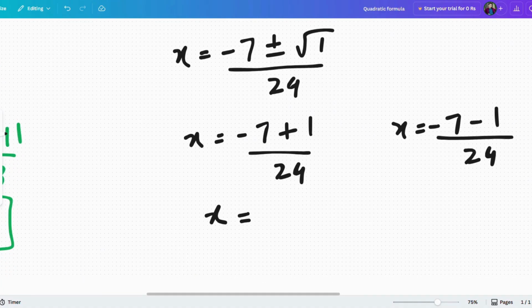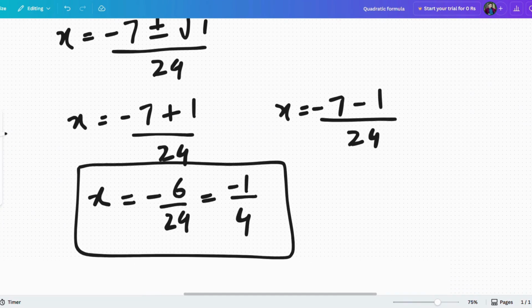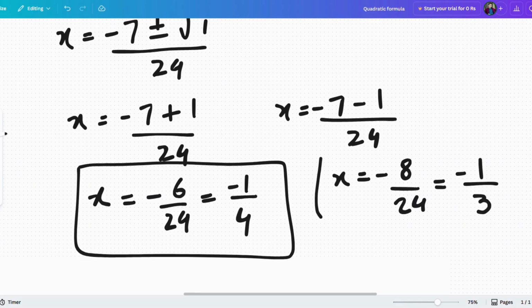The first one is going to be x equals -6 over 24, and if I simplify it, that's going to be -1 over 4, right? That's for this one. And for the second one, x equals -8 over 24, and if you simplify it, it's going to be -1 over 3.